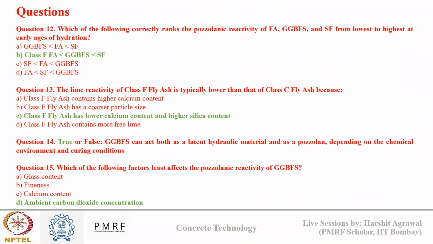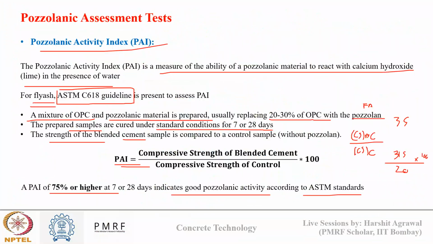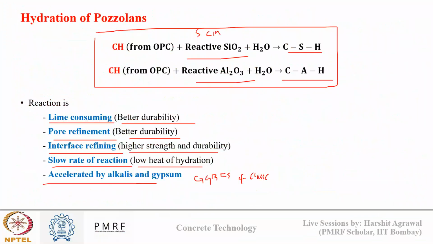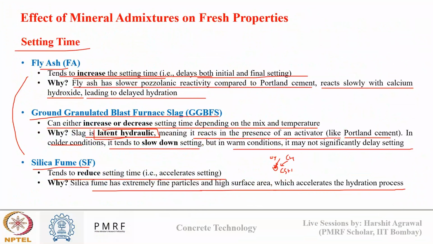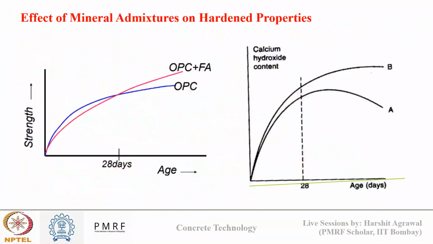So we understood the characterization of SCMs first, and then we talked about the effect of mineral admixtures on fresh properties. Now, the final part is the effect of mineral admixtures on hardened properties. Mainly here we'll talk about compressive strength, because all other properties like tensile strength and modulus of elasticity are directly influenced by the compressive strength.